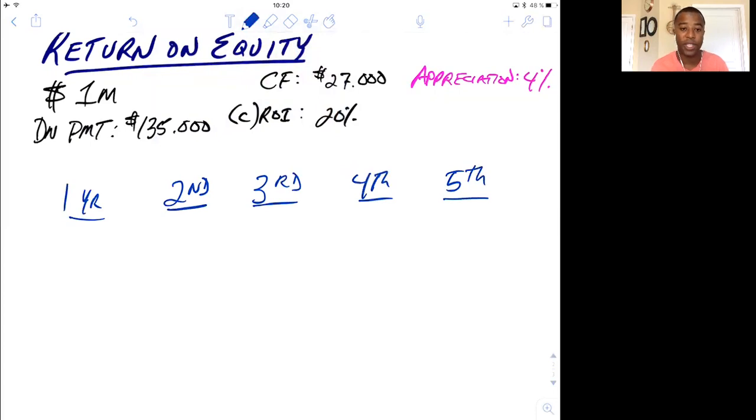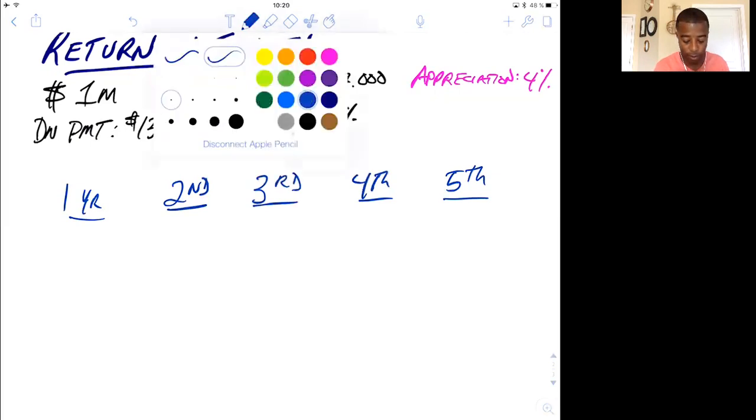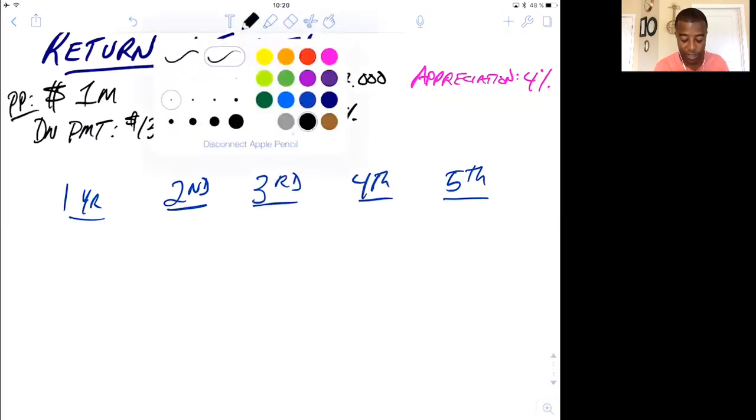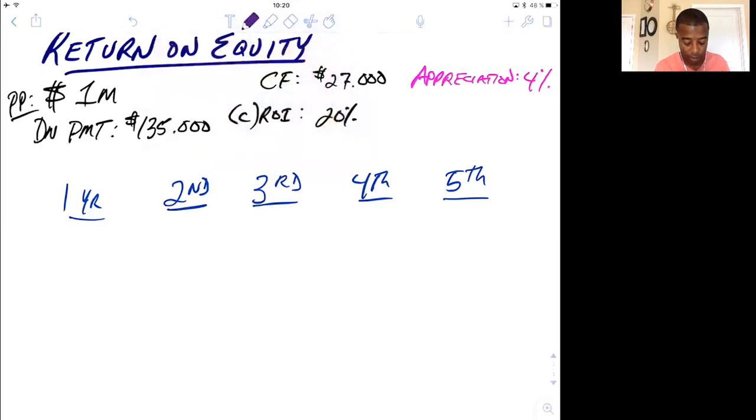So in the first year, if we look at a 4% increase in terms of appreciation, that 4% is based on the $1 million purchase price that we talked about before. So in that first year, the appreciation that you're going to look at is $40,000 worth of appreciation in the first year.